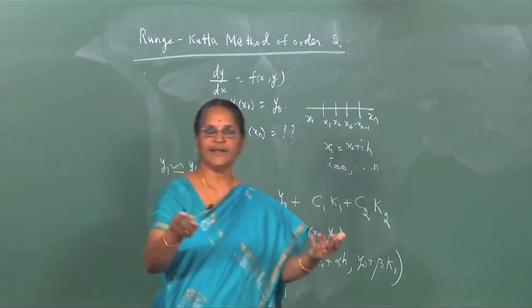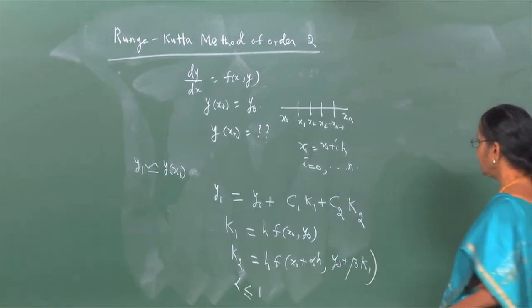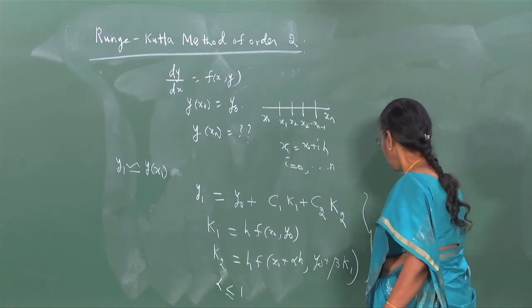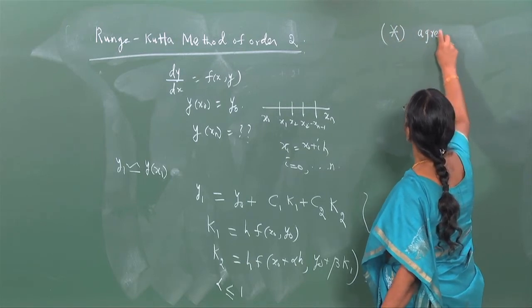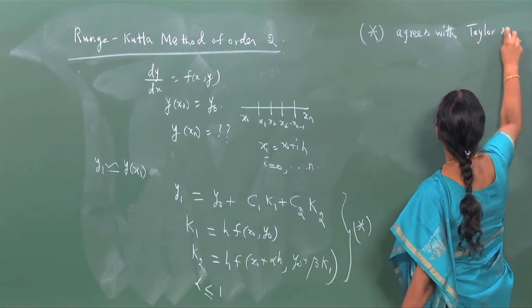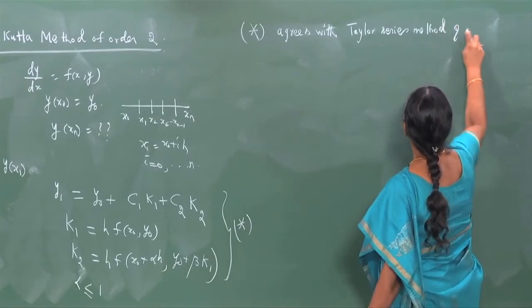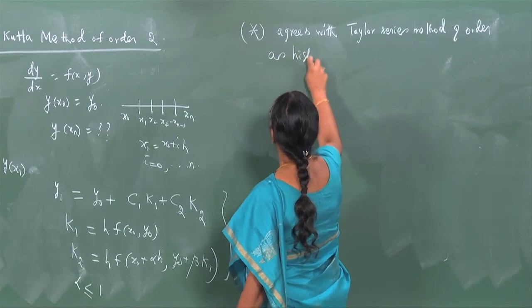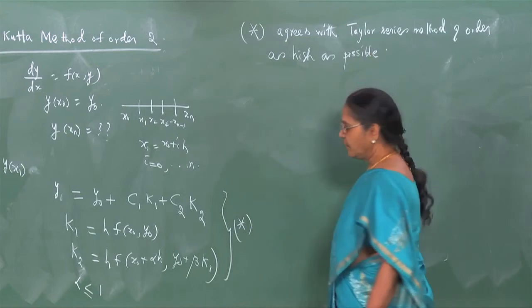What is the condition with the help of which you are going to determine these constants? The condition is that the method that we have written, so I call this as star, right? This method star agrees with Taylor series method of order as high as possible.